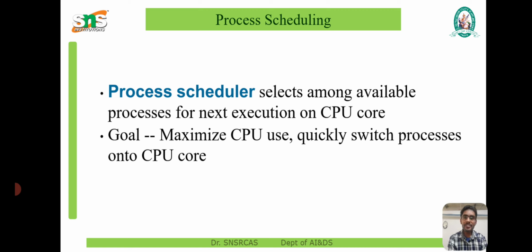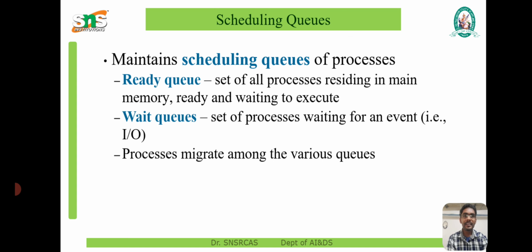What does process scheduling actually do? It schedules or makes a queue which moves each and every process in and out of the central processing unit core. The goal of process scheduling is maximum CPU utilization and very quickly moving processes onto the central processing unit core. And here are the types of scheduling queues.